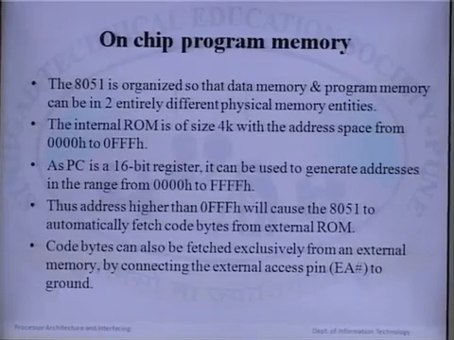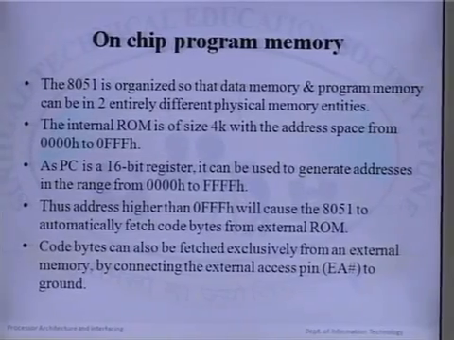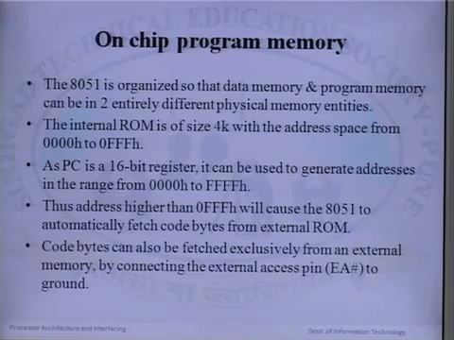So far we have discussed on-chip data memory, which has the address range from 00H to FFH. 00H to 7FH is nothing but the 128 bytes of internal RAM, and in 80H to FFH, certain locations are nothing but the SFRs. Now we will discuss the on-chip program memory.